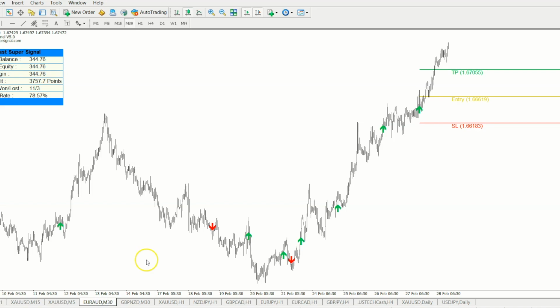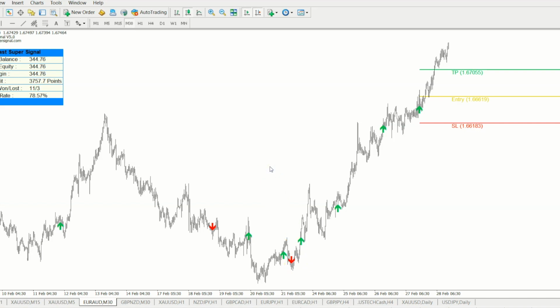Let's go back to the beginning. I have a Euro USD. Here you can see I've actually zoomed out on the chart, so you can go all the way back earlier this month, and you can see some of the signals with this new version. Of course, here you can see we have some losing signals, like I've mentioned before, many times or every time.